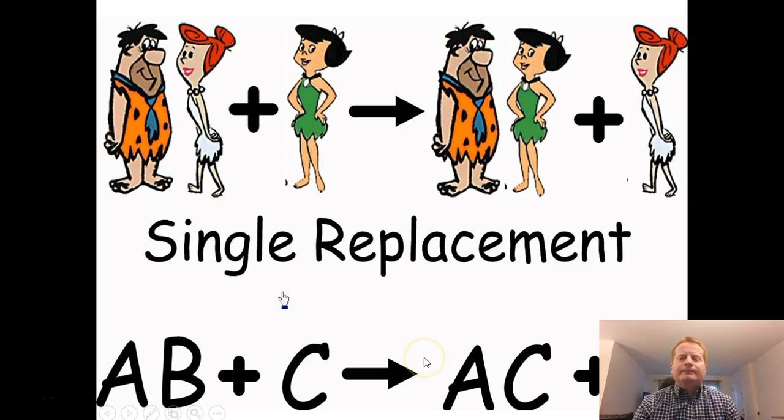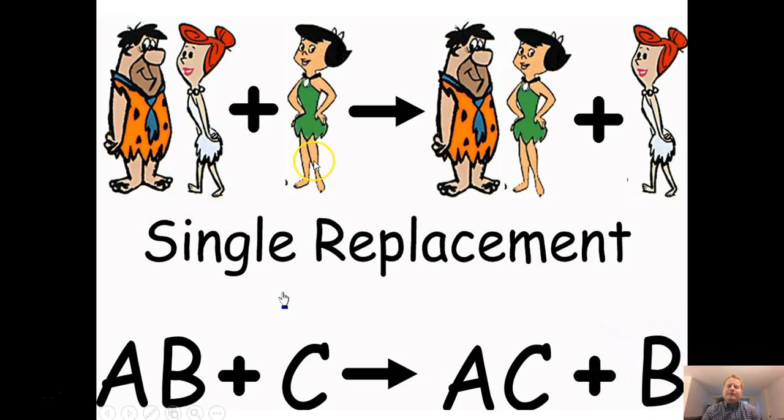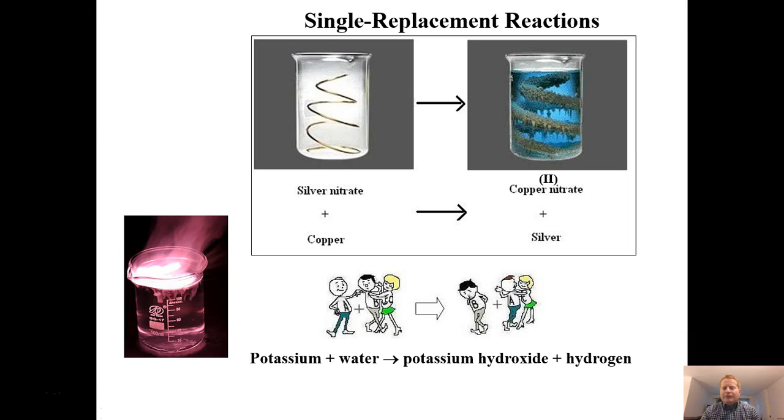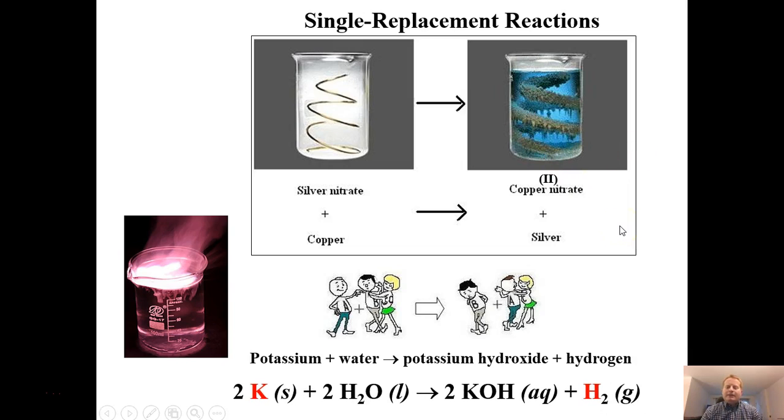Okay, and here's just another example. Fred and Wilma are together. Betty is a homewrecker, bumps out Wilma, and now Fred and Betty are together with Wilma alone. Just a couple of other examples here. These are some pretty cool reactions that happen. But again, all we're seeing is that the element is coming in and bumping out part of the compound.